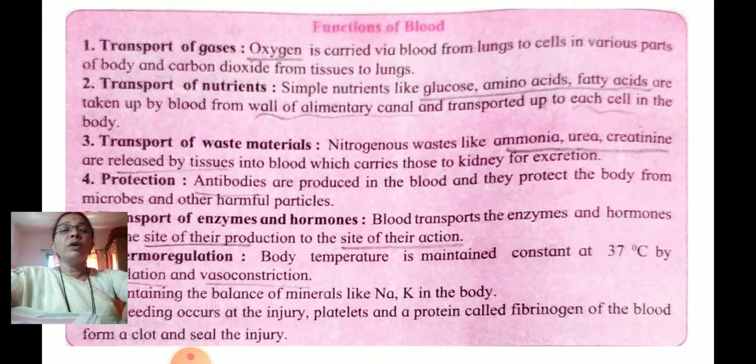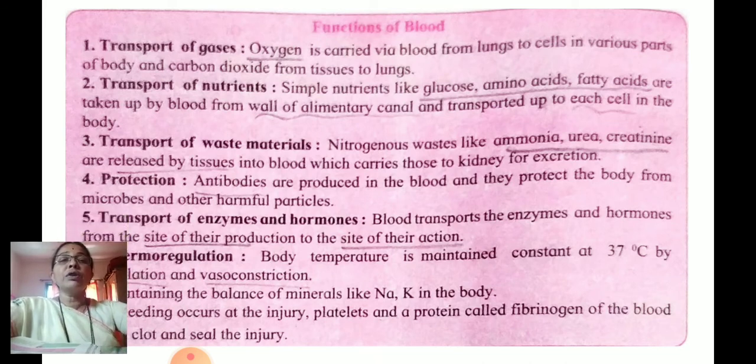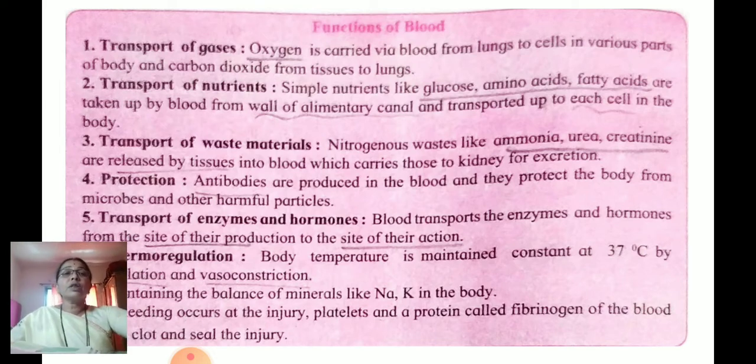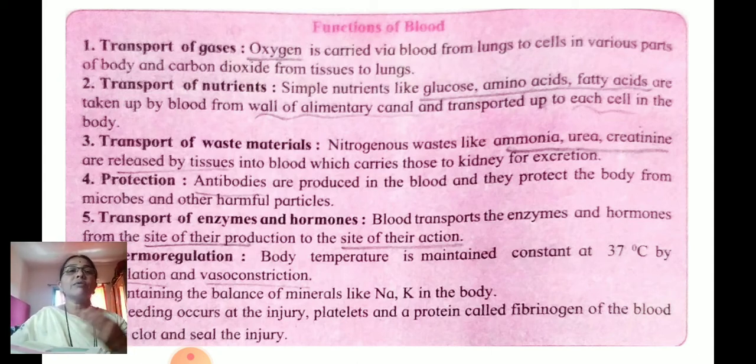The function of the blood is given here in your textbook, this picture is from your textbook. It transports gases. As you know, all the functions of the blood. What gases do we have? Oxygen is carried via blood from the lungs to every cell of our body, and from every cell it takes the carbon dioxide. So carbon dioxide is absorbed by the blood from the cells and brought back to the lungs.